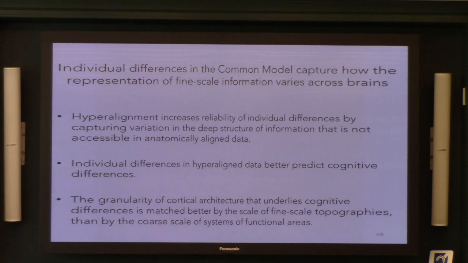I think I want to go to, and then individual differences. This is what I'm really excited about these days. Hyperalignment increases the reliability of these individual differences by capturing variation in the deep structure of information that's not accessible in anatomically aligned data. And these individual differences better predict cognitive differences. So the granularity of cortical architecture that underlies cognitive differences is matched better by the scale of fine-scale topographies than by the coarse scale of systems of functional areas. That's the take-home message here.